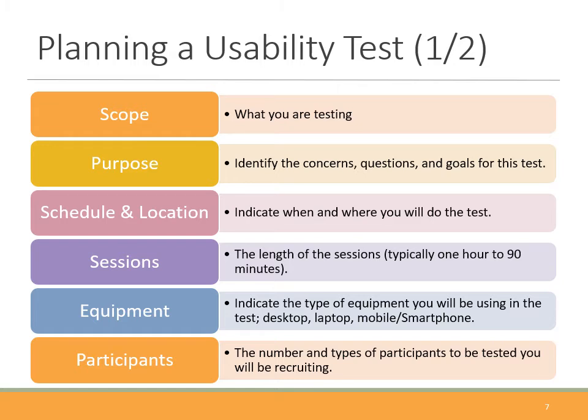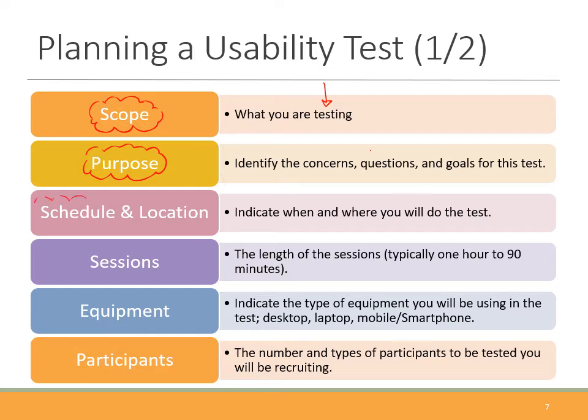Whatever measures we want to evaluate the usability of our system, it is best that we plan a usability test before we conduct a test or an assessment. So in order to make a good plan of a usability test, these are a list of items that we should take into account. First, we need to determine what is the scope of the test. That means, what are we testing? Second, the purpose of the usability test. Identify the concerns, the questions, and the goals of the test. That is the second item.